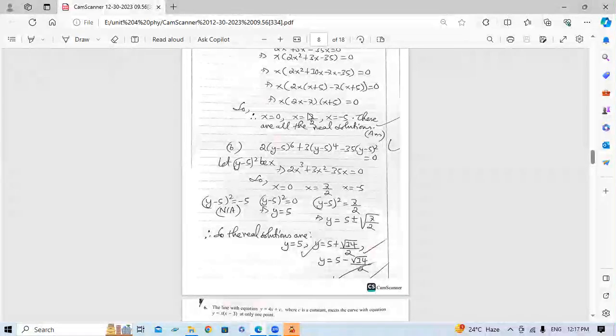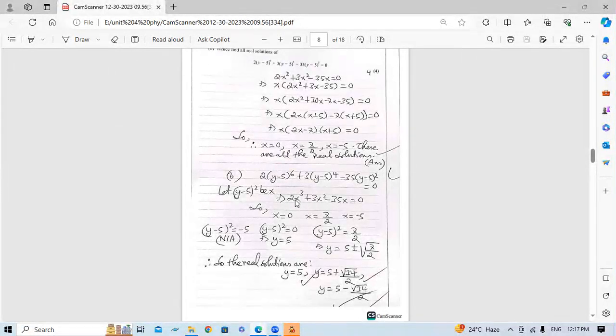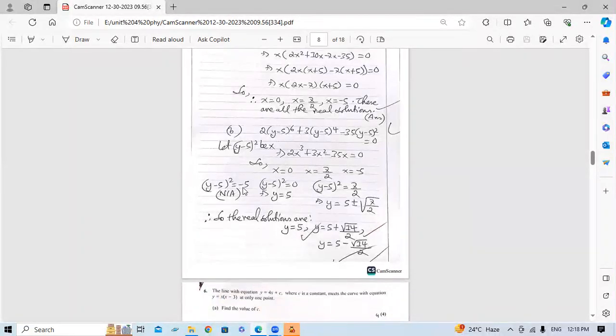So we had already solved this format of question in the previous one, so the x value we can just take from question number 5a. So x equals 0, x equals 7 by 2, x equals minus 5. (y minus 5) whole square equals minus 5 is not applicable. You can just write N/A over here.